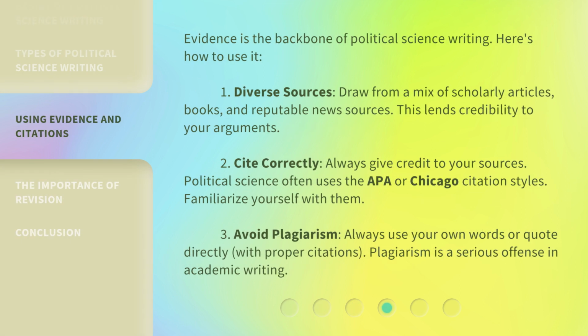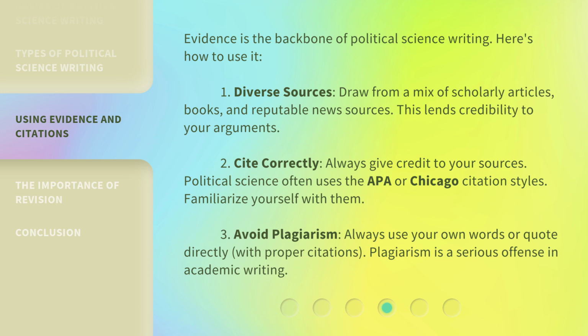Evidence is the backbone of political science writing. Here's how to use it. 1. Diverse sources. Draw from a mix of scholarly articles, books, and reputable news sources. This lends credibility to your arguments.